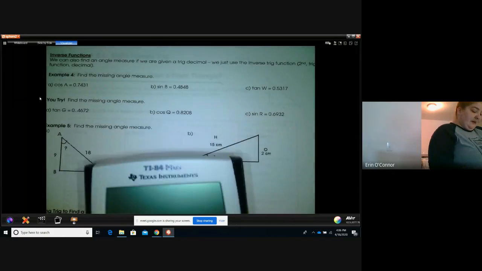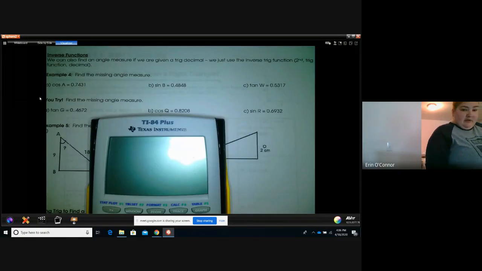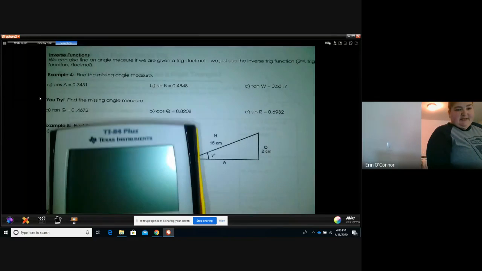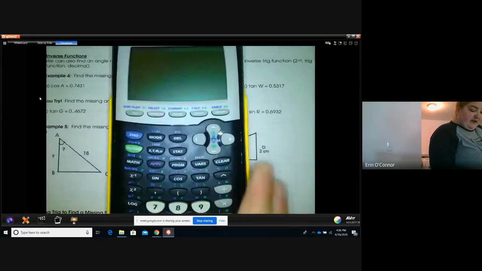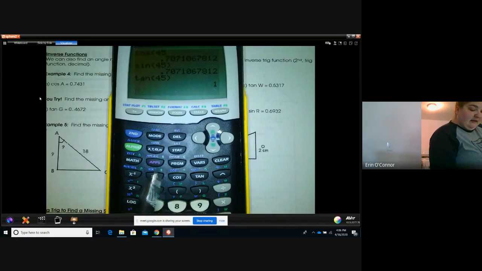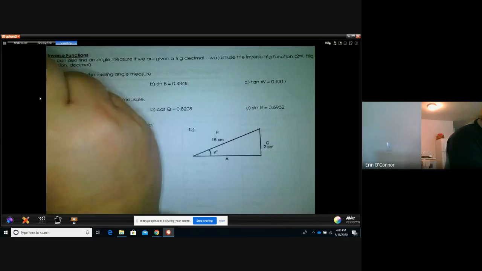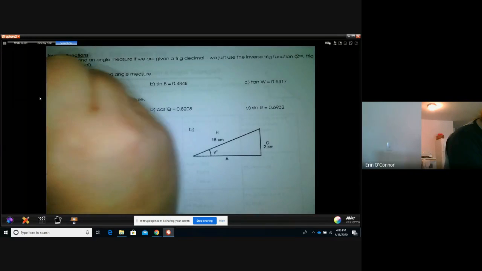So here, find the missing angle measure. It says cosine A of 0.7431. So in here, you would do the inverse of cosine, which is second cosine, and it says cosine to the -1. So essentially what we're doing is we have to do the inverse on both sides to get A by itself, which would give us something like this.